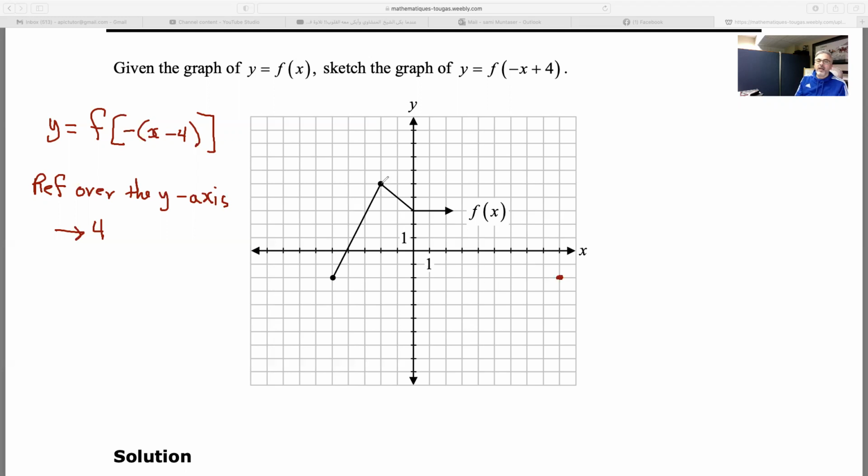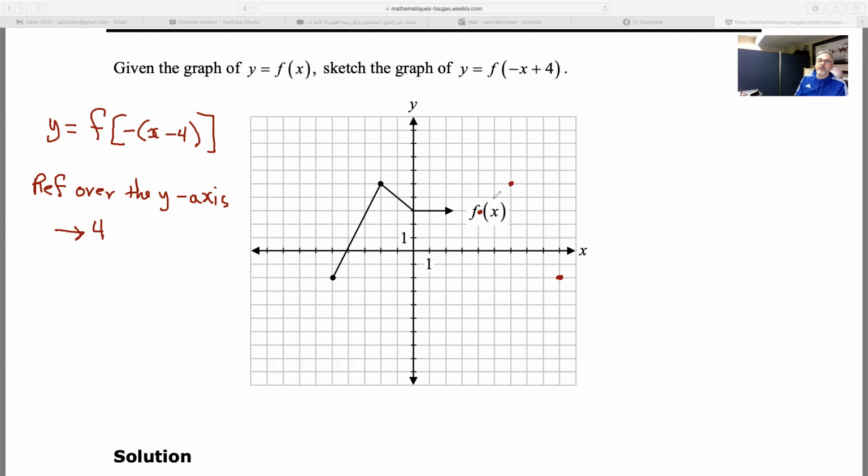Let's take this point right here. Reflection over the y-axis. So it's 1, 2 away from the y-axis. So you go 1, 2 away from the y-axis, and then you do your 4 to the right. 1, 2, 3, 4. And then this point right here, reflection over the y-axis. Since it's right on the y-axis, there's going to be no reflection. Move it 4 to the right. So 1, 2, 3, 4.